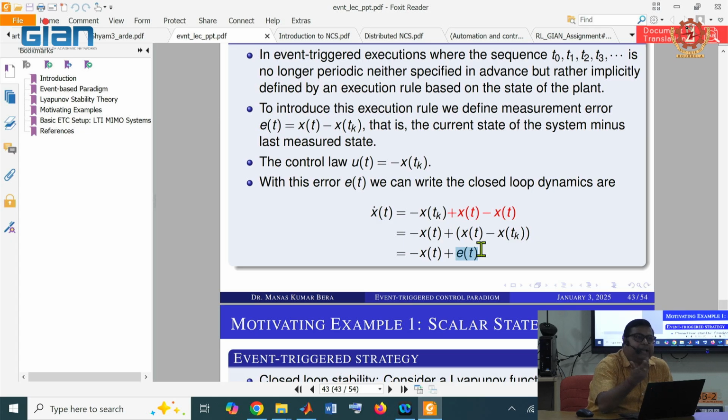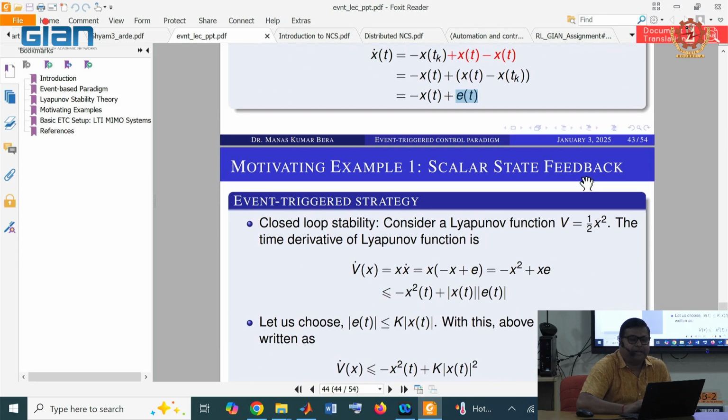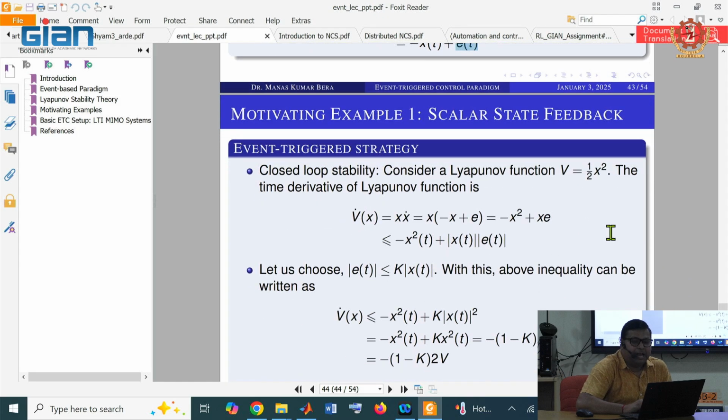Now for that, again you will take the help of Lyapunov, and you will see what condition you can impose on the error such that you can guarantee the stability of the closed loop system. So the same Lyapunov function we have taken, V equal to half x square, and then we find that V dot is coming minus x square plus x e. You see this additional term is there. If it is not there, then it is very easy to decide about the stability, because minus x square is negative definite.